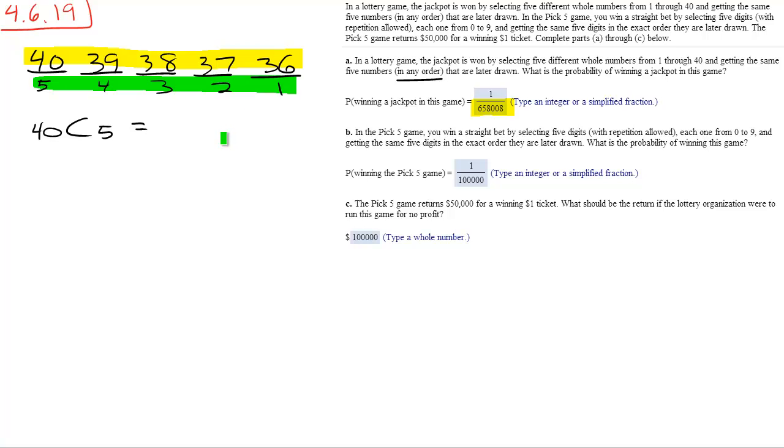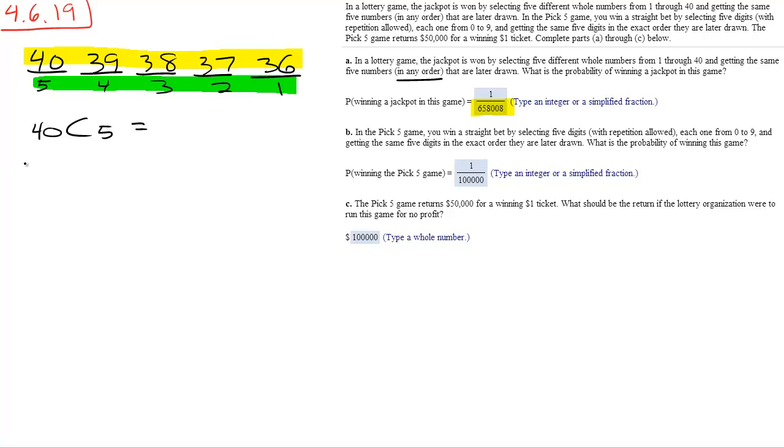So just remember that when order doesn't matter, it's a combination. We're going to do a combination. This whole thing, both colors, right, is where we get a combination. It gives us the 658008. That's the total number of sets of 5 numbers, and there's only one way to win, right? One set that wins. So that's why it's 1 over that.